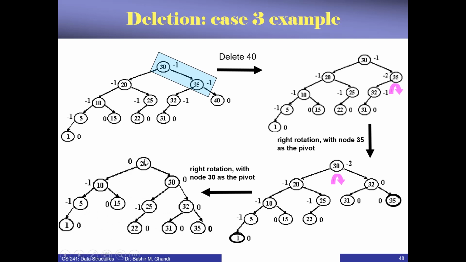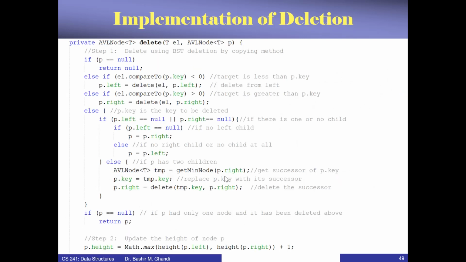You can see 20 is the new root. To its right, 30 has gone down, and to the left of 30 we have 25. Okay, so this is the final example that we have on deletion.